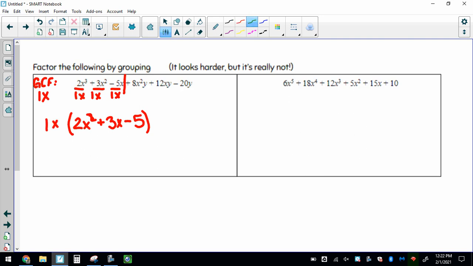For the second half, because of my sign in the middle here, I know that it will be a positive GCF. 8, 12, and 20. The GCF there is 4. I've got 2 x's, 1x, and no x's. So the smallest number of x's would be none. And I've got a y, and a y. So they all have a y in common. So I'm going to divide everything by 4y.